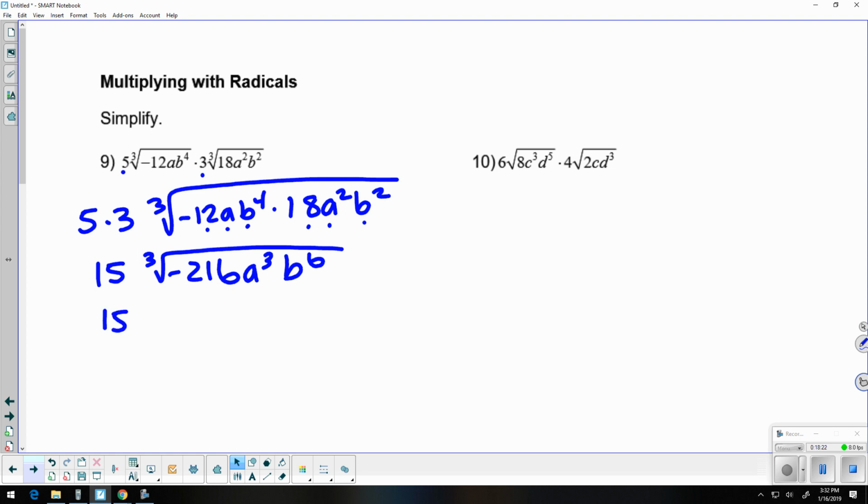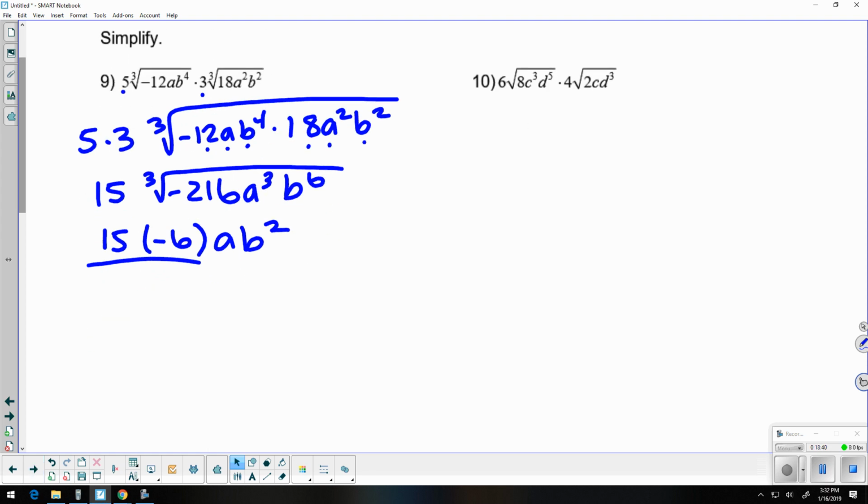This would be 15, still out front. Okay, starting to simplify, the cubic root of negative 216 is negative 6. a fully simplifies, the cubic root of a cubed would just be a, and then cubic root of b to the sixth would be b squared. Now we've got to multiply 15 times negative 6. So my final answer, fully simplified, comes out to negative 90, and then we'd have ab squared. There you go.